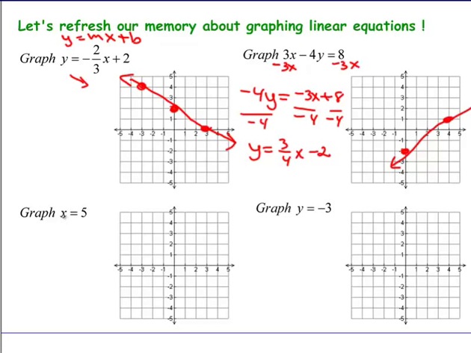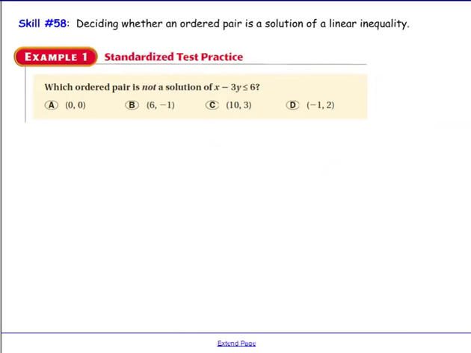Now over here, I have x is equal to 5. So this is going to be a vertical line, because x is always 5 no matter what. Y equals negative 3 is going to be a horizontal line because y is always negative 3, so it's going to look like this. So y is not changing. So you definitely need to know how to graph all 4 of these types of lines in order to do well in this section.